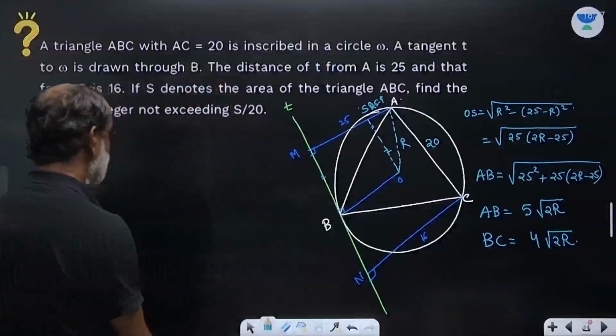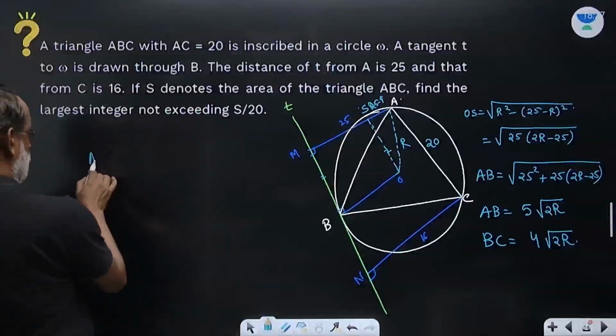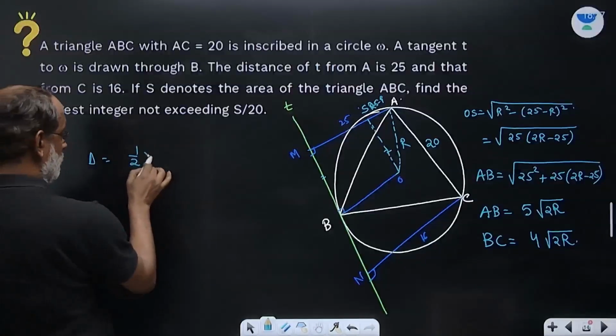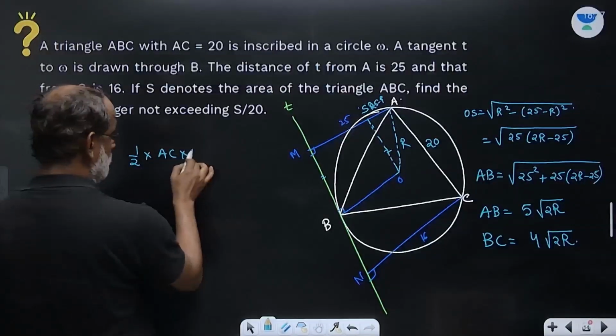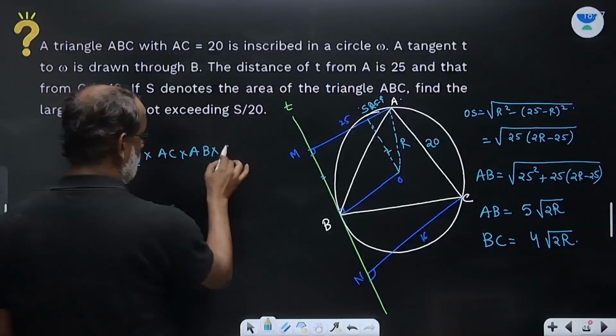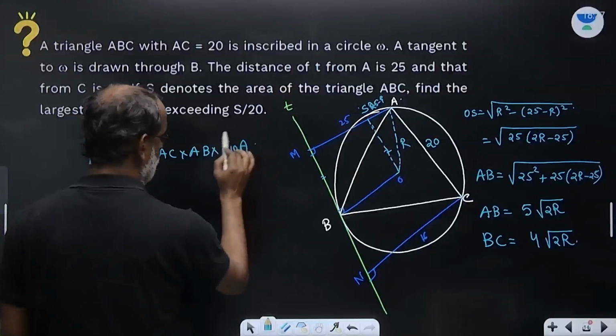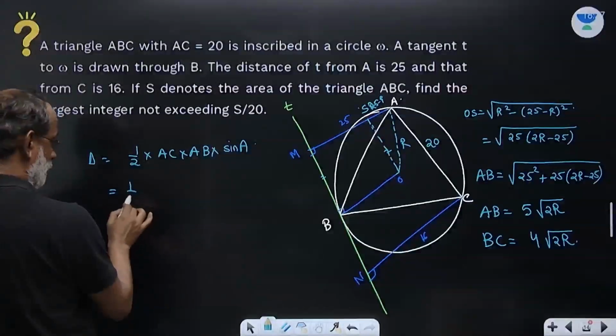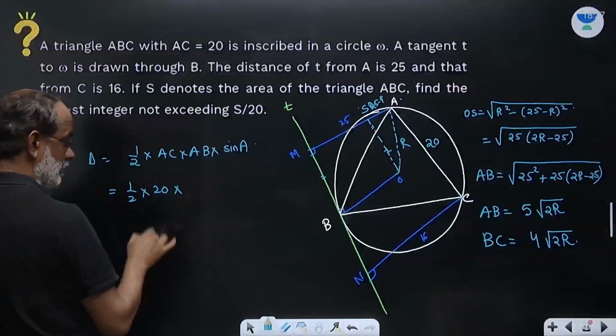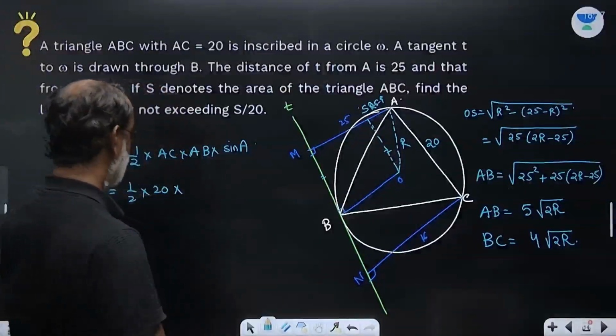Now, insofar as area is concerned, area is half AC into AB into sine of angle between them, sine A. So half AC is 20. Okay, what is AB? 5 root 2R.